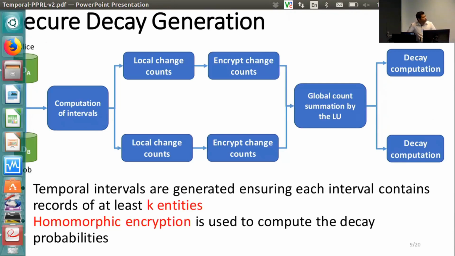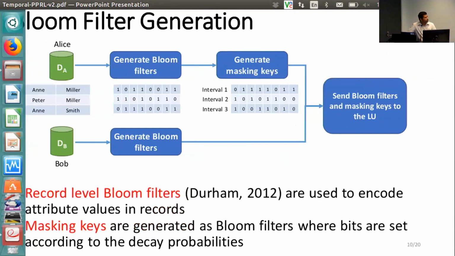The second phase is where we do the encoding. We have those attribute values, and each party encodes each attribute value into a Bloom filter. For encoding purposes, we use the record-level Bloom filters proposed by Elizabeth Schnell in 2012. The idea behind the record-level Bloom filter is that we first encode each attribute value in its own Bloom filter, concatenate them, and permute the bit positions according to a random sequence agreed by the parties. Once all the parties generate their own set of Bloom filters, one of the parties has to generate a set of bit vectors known as masking keys.